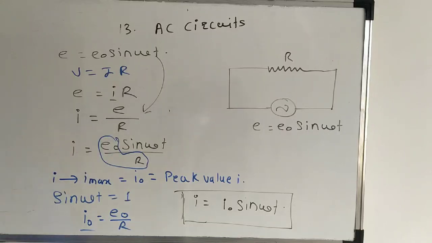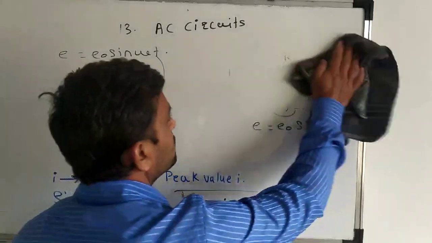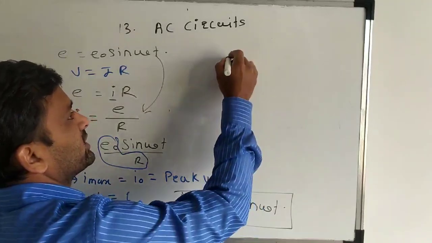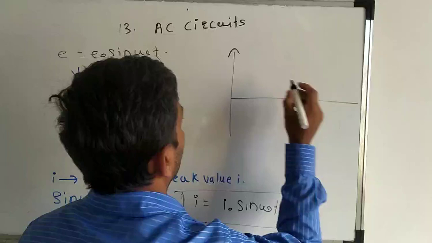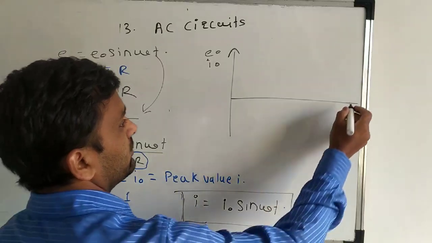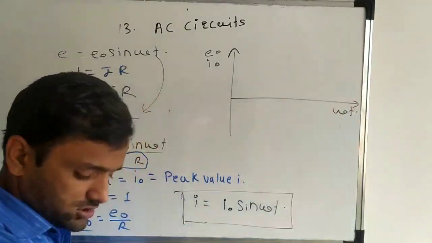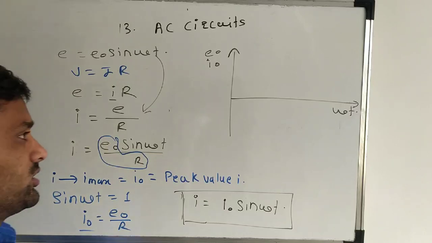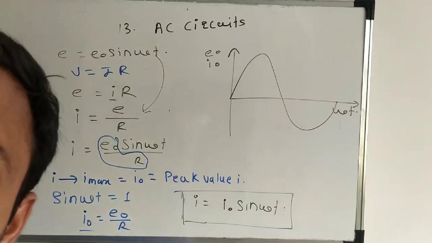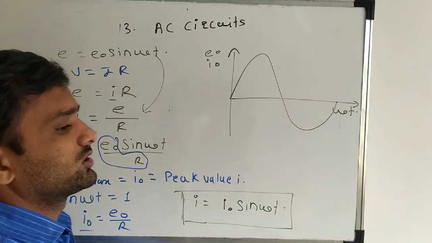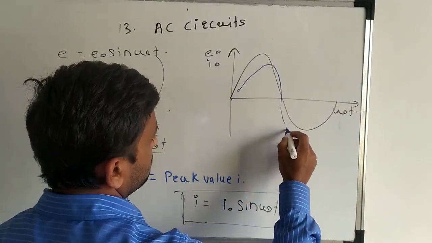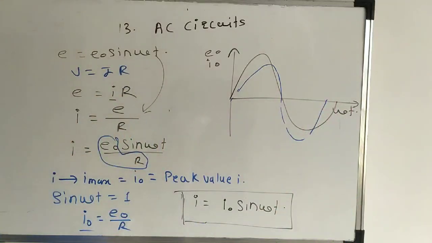Now what will happen if you plot E naught and I naught versus time? How can we draw the phasor diagram for it? If you plot the graph of E naught or I naught with respect to time, that is the phase omega t, then how can we draw the diagram? So this is the graph for EMF, and how can we draw the graph for the alternating current? So this is the graph for the alternating current.